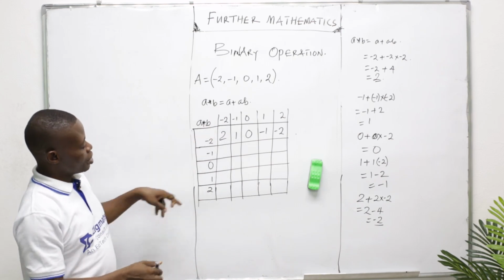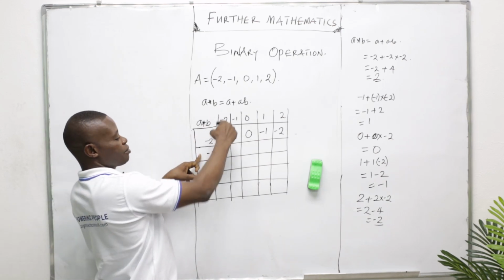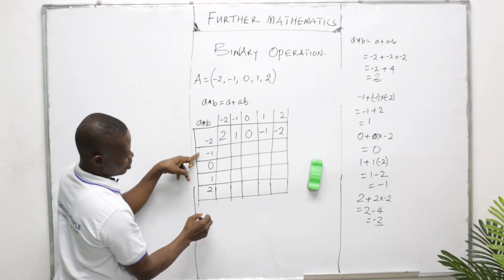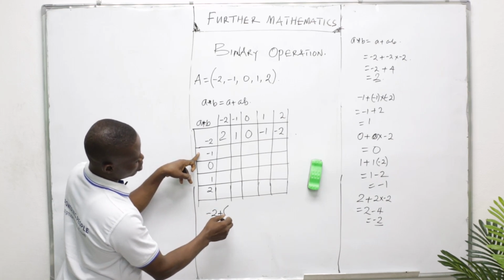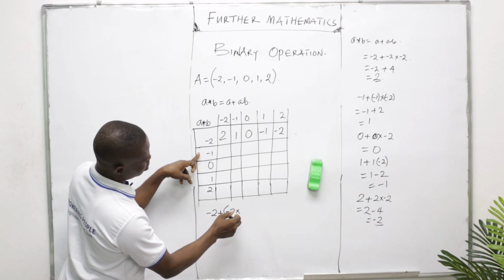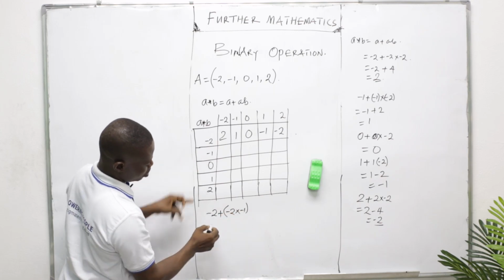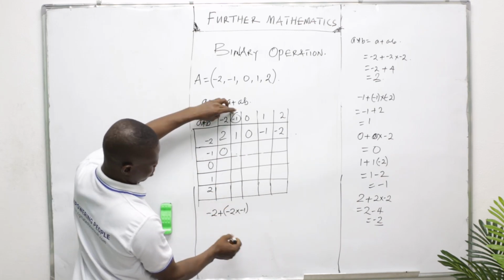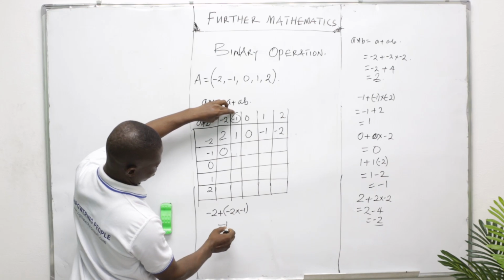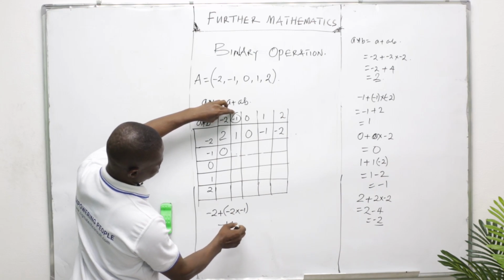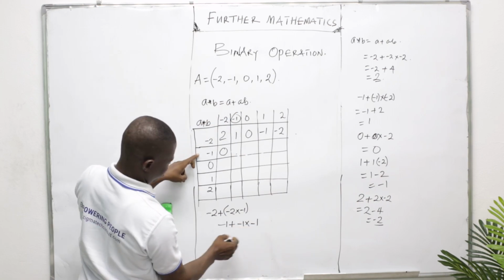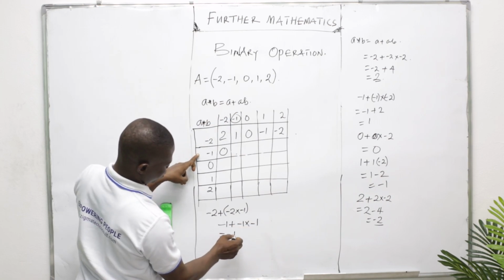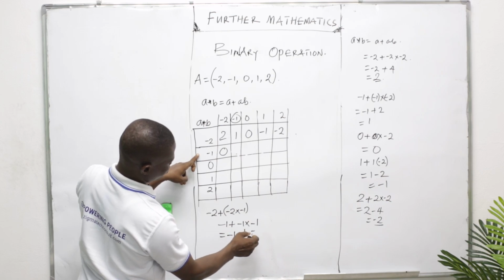The same thing goes here. If you want to get this place, you start from here again. That is, A is -2 plus A times B, which is -1. -1, which is A, plus -1, which is A times -1, will give us -1 plus 1 equals 0.